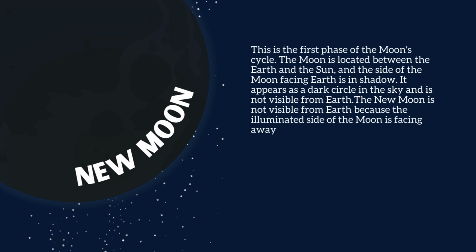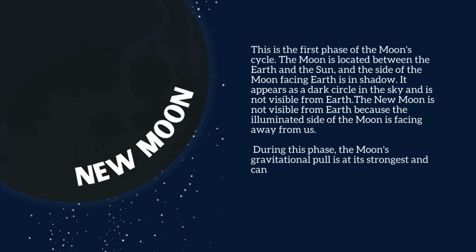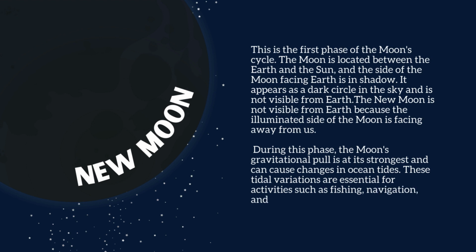During this phase, the moon's gravitational pull is at its strongest and can cause changes in ocean tides. These tidal variations are essential for activities such as fishing, navigation, and understanding coastal ecosystems.